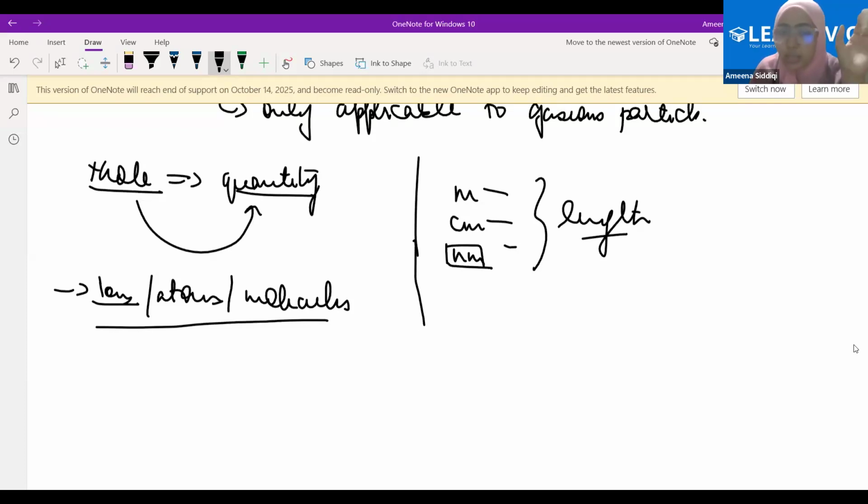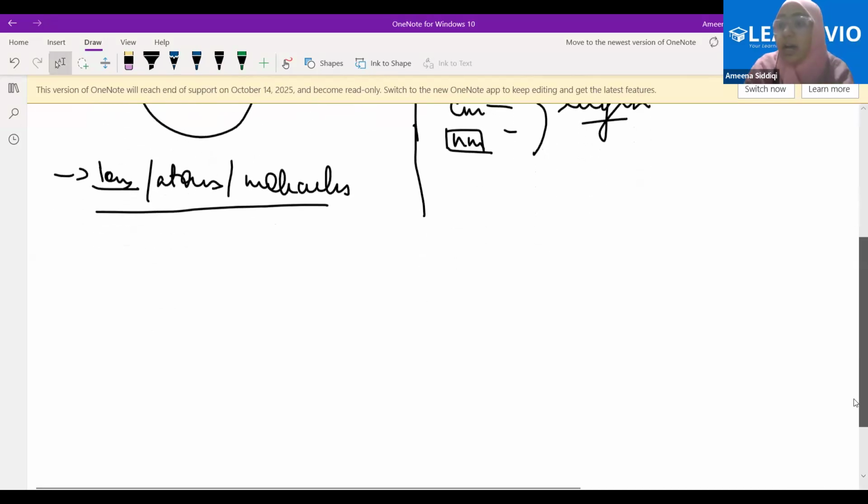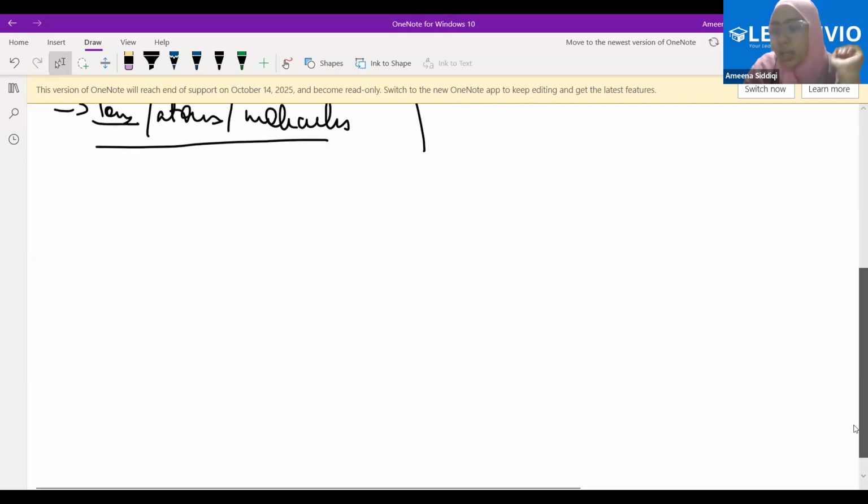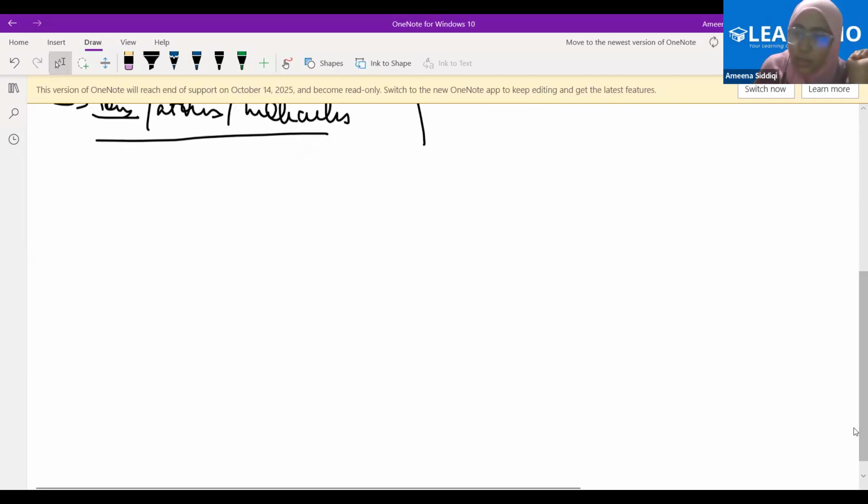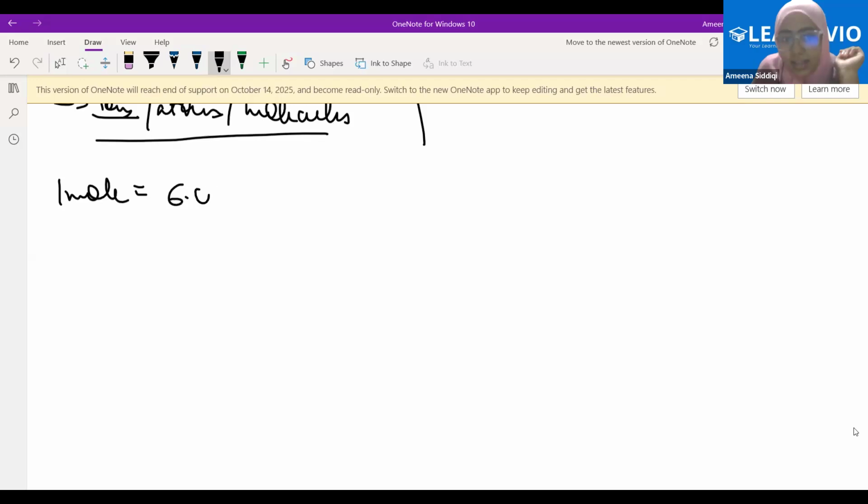Fine. Now, this is the second point. The third point related to mole: what is the value for mole? Do you know that? One mole is equal to 6.022 into 10 raised to 23. This is the value for a mole. And mind it, there is no unit for this. Why is there no unit? Because we are simply measuring the number. What will be the unit? Numbers, right?